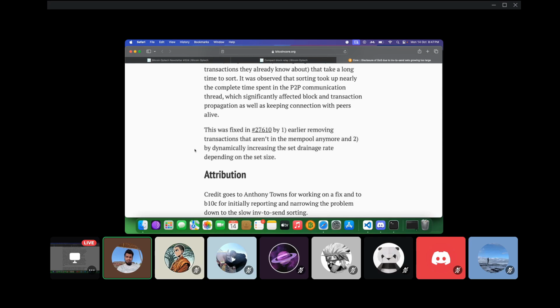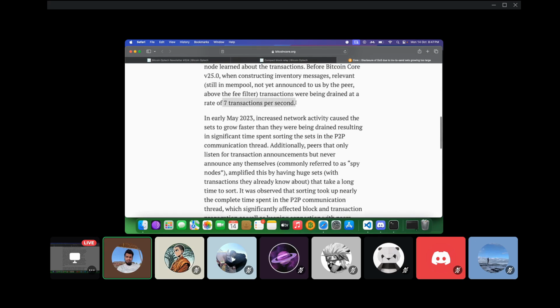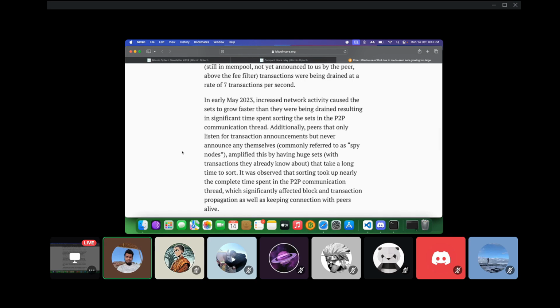And what is the second one? By dynamically increasing the set drainage rate depending on the set size. So up until now, the drainage rate was 7 transactions per second, right? So you were allowed to broadcast 7 transactions per second to your peers. However, this was static, but then it was made dynamic. So it depended on the size of your inventory set. If your inventory set grows, then the amount of transactions that you can relay also grows. So the more your inventory set grows, the more you are allowed to relay transactions to your peers.